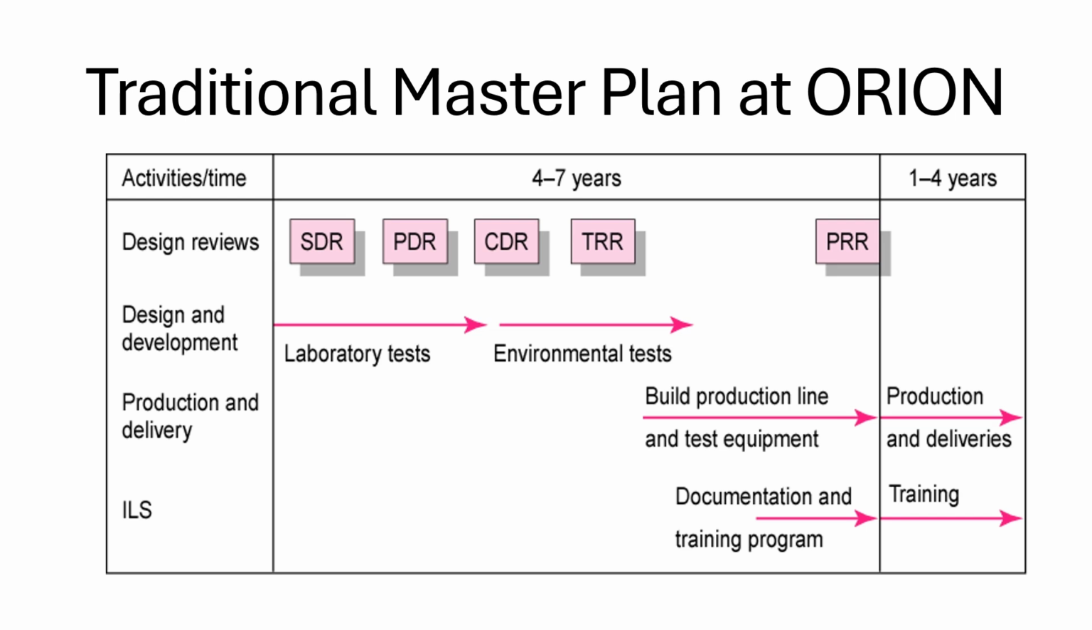This traditional master plan showcases a linear product development process that spans quite a few years, 4 to 7 years for design and testing, followed by 1 to 4 years for production, delivery, and training.